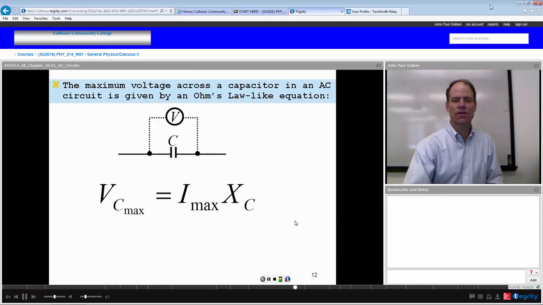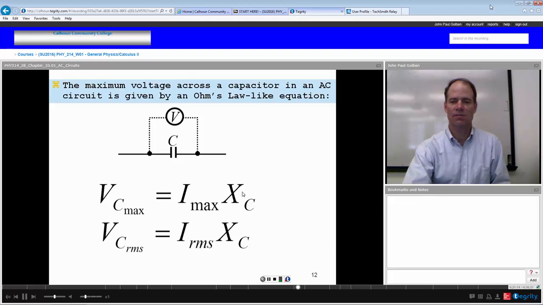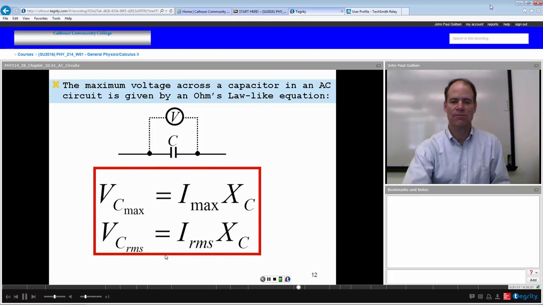The maximum voltage can be related to the maximum current in the circuit in a capacitor by: the voltage across the capacitance maximum is equal to the maximum current times the capacitive reactance, and same thing for the RMS. The RMS voltage across a capacitor is equal to the RMS current times the capacitive reactance, in an Ohm's law-like relationship. But again, we must note that the maximum current and the maximum voltage are not occurring at the same time. They are 90 degrees out of phase. The current comes first and then the voltage.